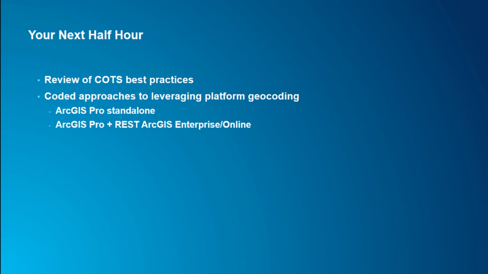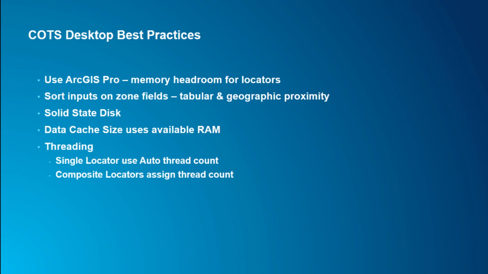So the coded approaches you're going to see are using ArcGIS Pro standalone, and one of the approaches I'll show will also work in ArcMap. So that's a couple of ways to do things on the desktop. And both Victor and I are going to show hitting the REST endpoints available from ArcGIS Enterprise and ArcGIS Online to do batch geocoding with a particular call that's available there. I'll sit down now so I can see what's going on and drive things.